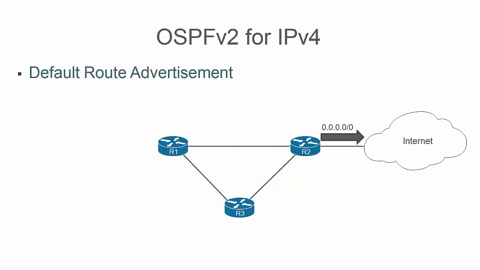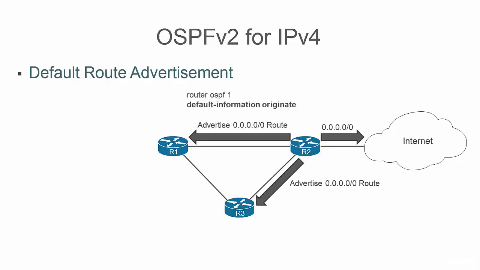One key thing to know with OSPF is how you advertise default routes. To advertise a default route from an OSPF router, you simply use the default-information originate command underneath the OSPF process configuration.